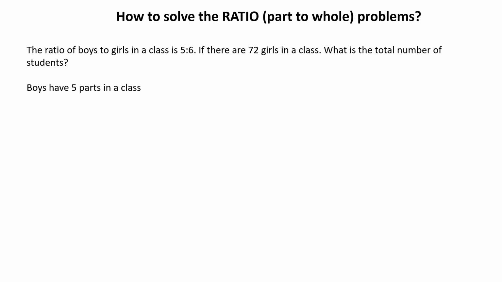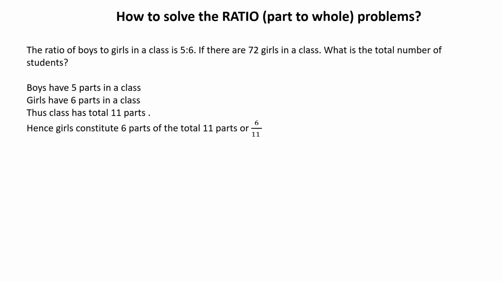Here boys have 5 parts in a class, girls have 6 parts in a class, hence class is total 11 parts. Thus girls constitute 6 parts out of the total 11 parts, or 6/11. Let us set up the proportion.